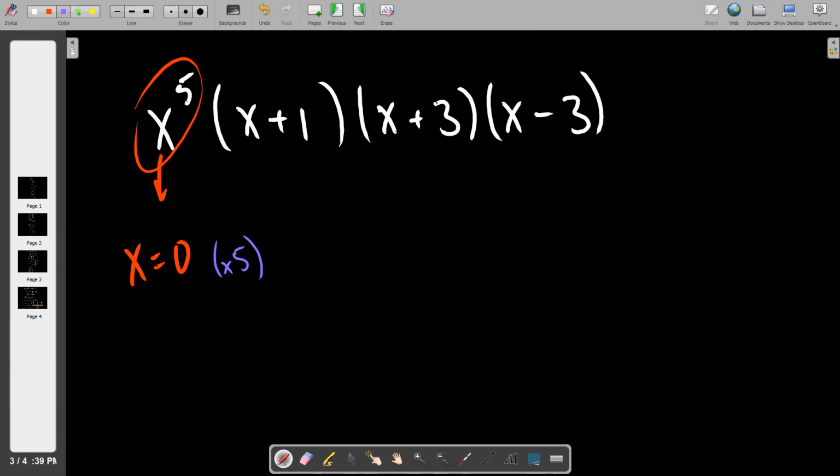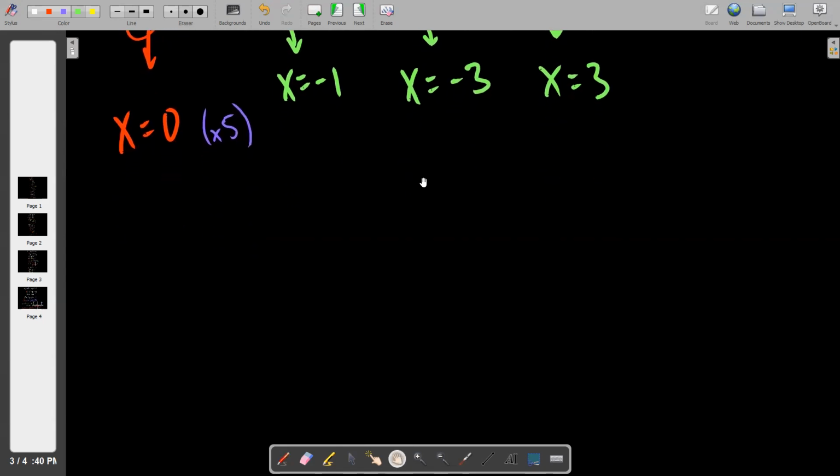And then next up, we get just some singletons, right? These are not going to be benders. These aren't going to be bouncers. These are just normal crossers. So we also get x equals -1. We get x equals -3. And we get x equals +3. All right, so let's take a peek at the graph.